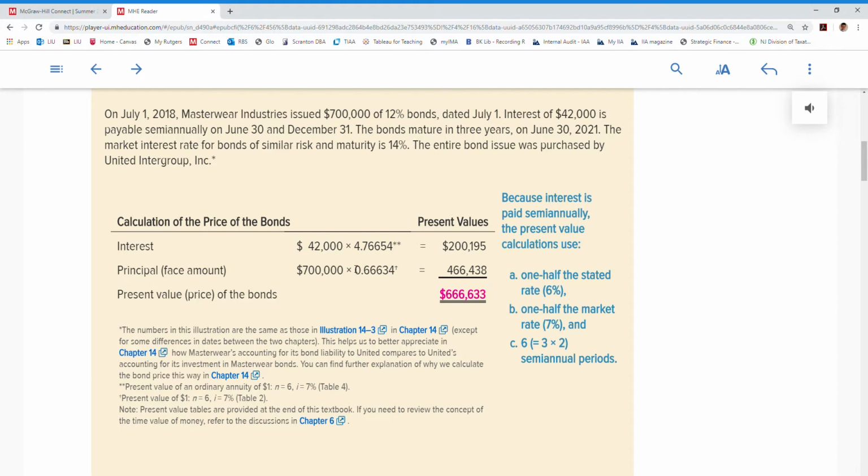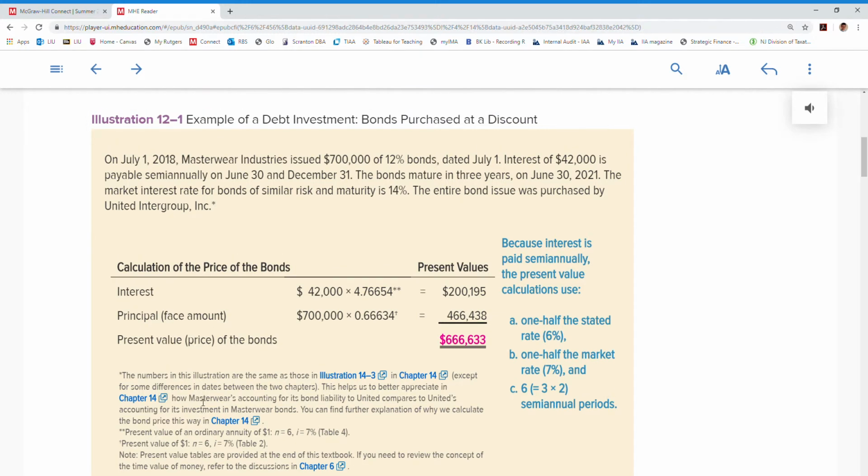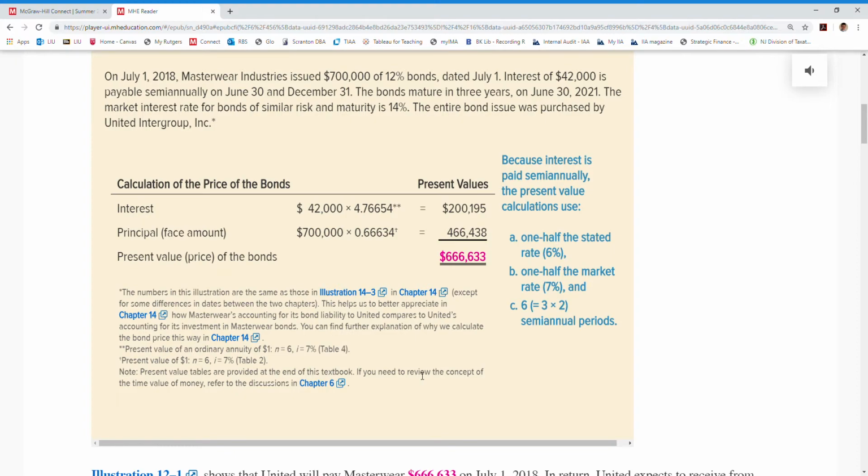And how do you get this? It's 42,000. This is the interest. This is the pricing of an annuity with 6 payments at an interest rate of 7%, and this is the pricing of the principal, 700,000 being repaid at maturity, which is after 6 periods at this rate of 7%, okay? So it matures in 3 years, but it pays semi-annually. So this is how the company records the bond on their balance sheet.